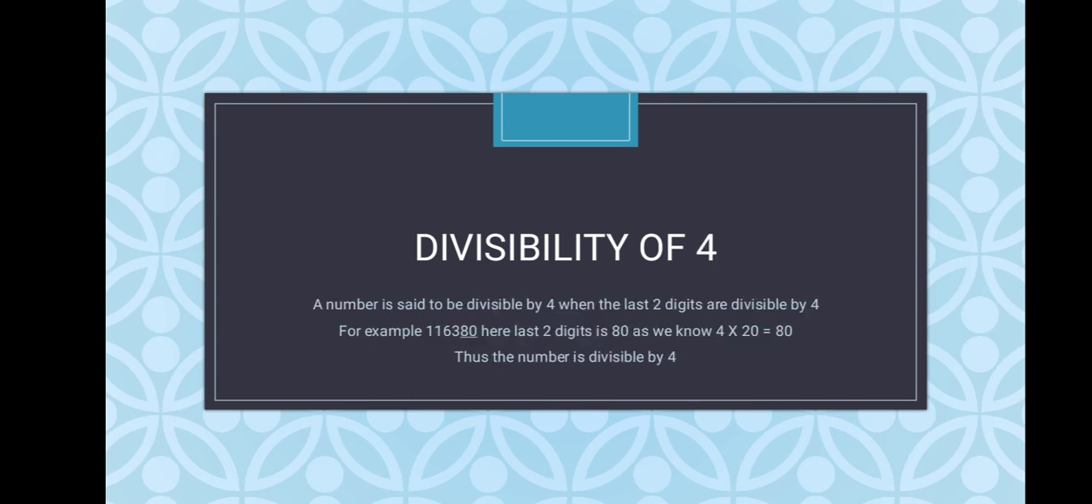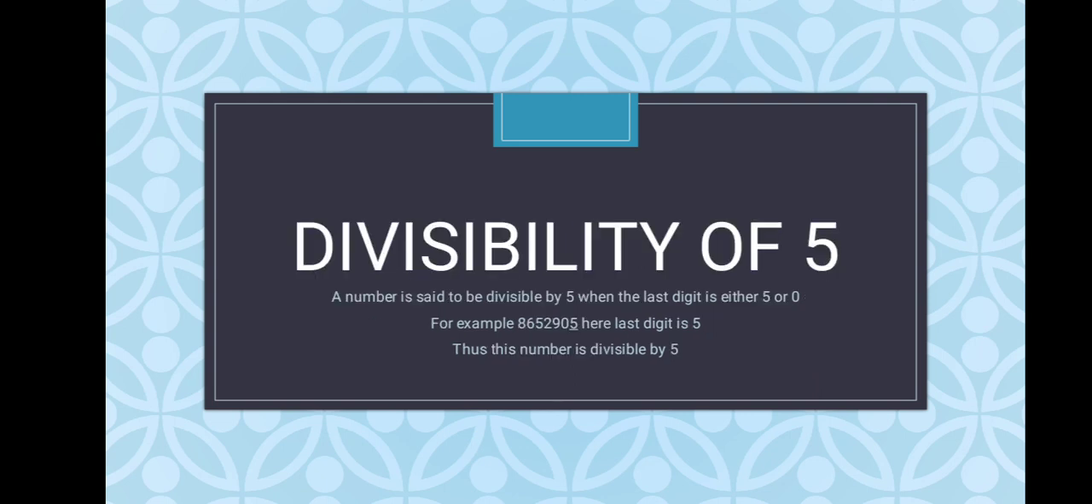Divisibility rule of 4. A number is said to be divisible by 4 if the last two digits are divisible by 4. For example, 116380. Here the last two digits are 80. As we know, 4 into 20 is equal to 80 and thus the number is divisible by 4. Divisibility rule of 5. A number is said to be divisible by 5 when the last digit is either 5 or 0. For example, 8652905. Here the last digit is 5. Thus this number is divisible by 5.